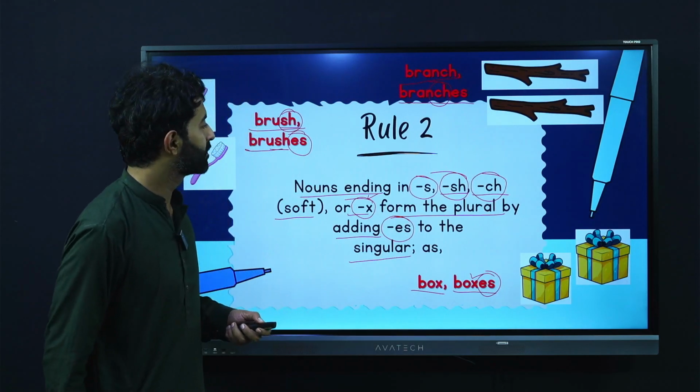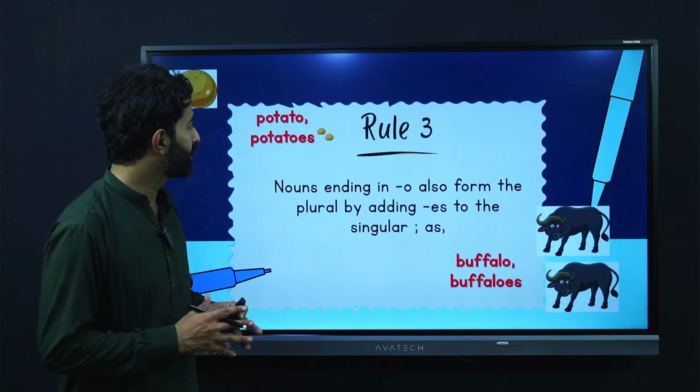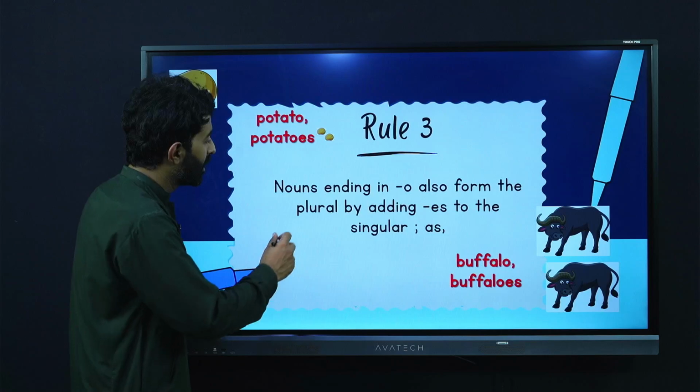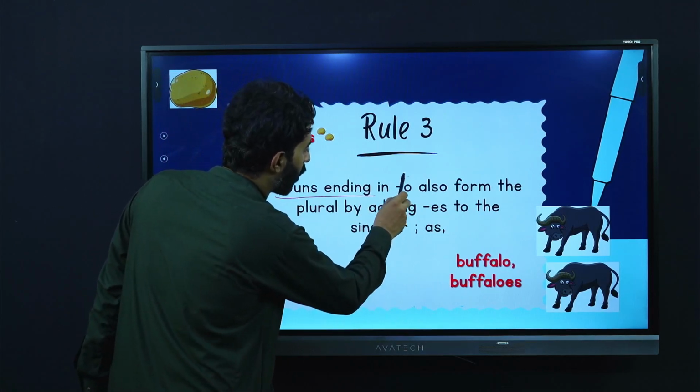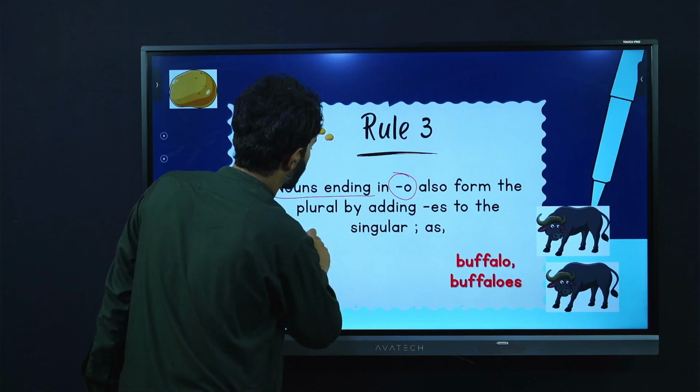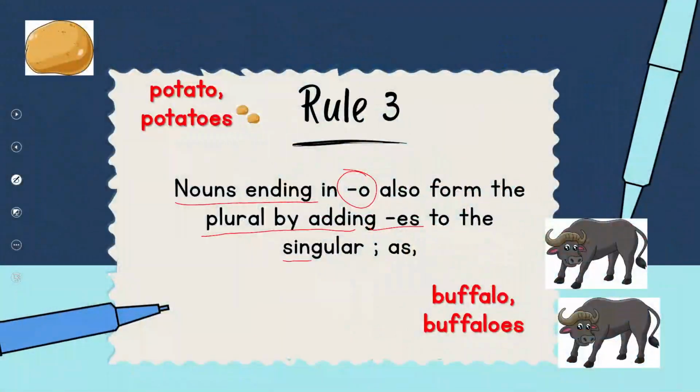Okay, moving on to rule number 3. Now, nouns ending in o also form the plural by adding es to the singular. If our noun is ending with o, in order to make it into a plural form, we will add es. Potato will become potatoes because our noun is ending with o. Buffalo becomes buffaloes. This rule is also very easy to remember.